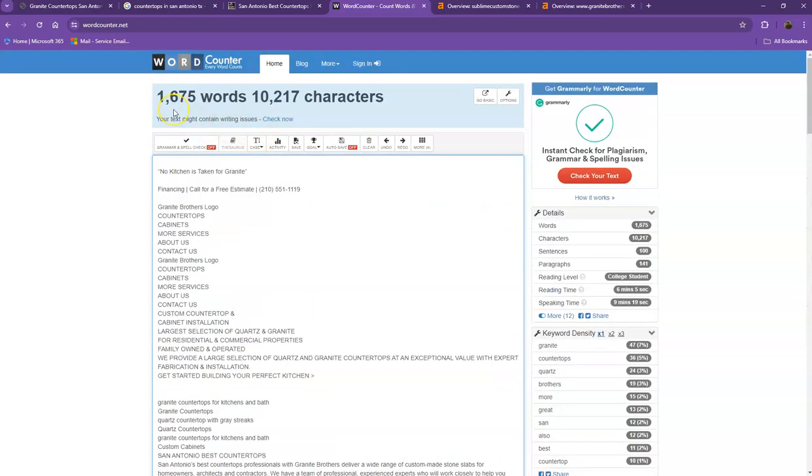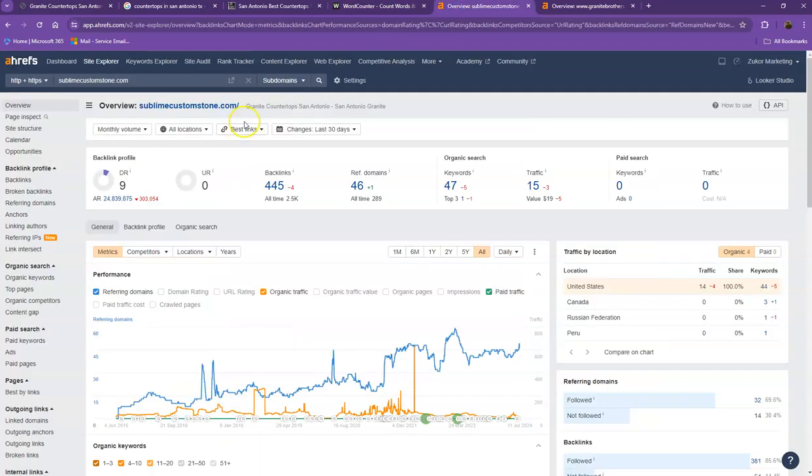So for their website, they have 1,675 words, which is a perfect number. So they've already exceeded the goal of 1,500. Well, if you add more words into your homepage, the higher the chances of your website being considered by Google as a much more trustworthy website. Let's move on to the numbers.